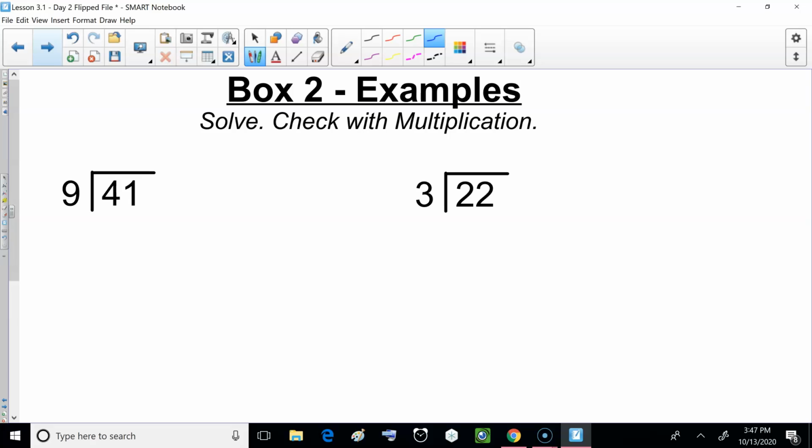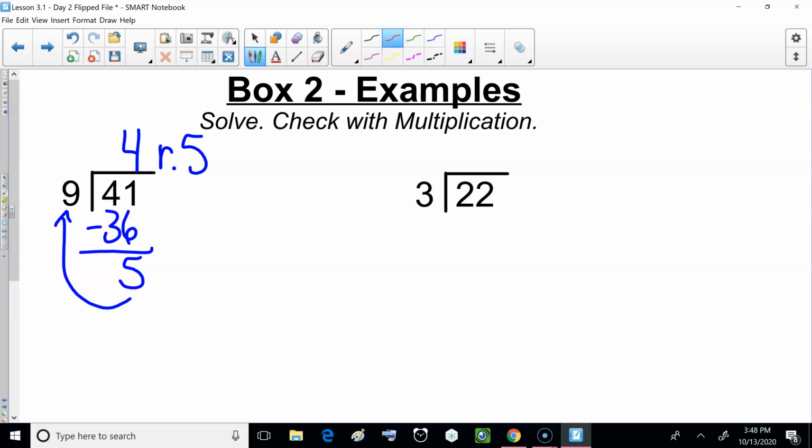So here we are today, some examples. We're going to solve our work and we're going to check with multiplication. So how many times can 9 go into 41? Well, I was thinking of what is 9 times 5. 9 times 5 is 45, so that is too much. So I'm going to go with a 4. 4 times 9 is 36. And 41 minus 36 is 5. 5 is less than 9, which is good. So my remainder is 5.